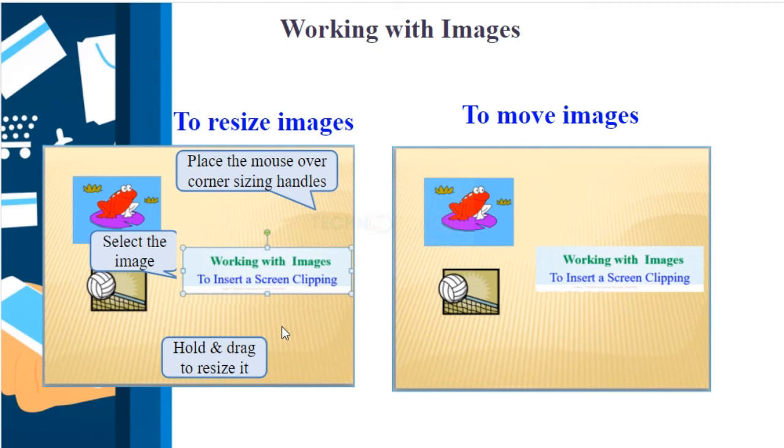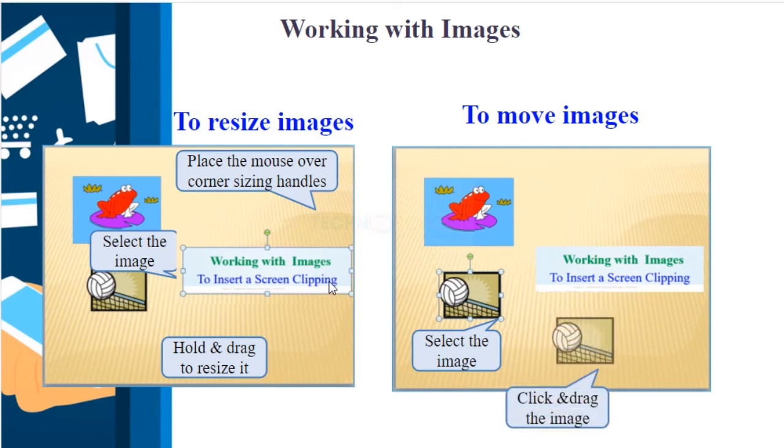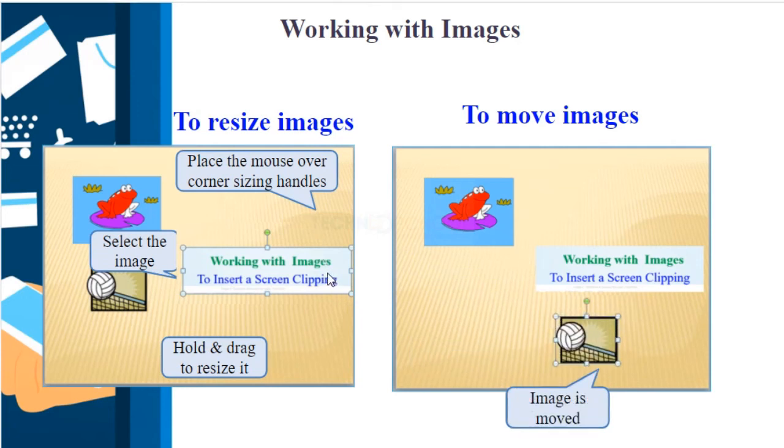Note that the side sizing handles change the image size but do not keep the same proportions. If you want to keep the image proportions, always use the corner handles. Next is to move an image. Click an image, and the cursor turns into a cross with arrows, the cross cursor. While holding down the mouse button, drag the image to the desired location. Like this. Now the image is moved. We can release the mouse button.